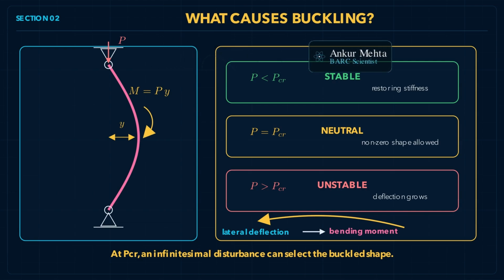But at the critical load, a threshold is crossed. Both the straight shape and a slightly bent shape can satisfy equilibrium. Push it any further, and the straight shape becomes mathematically unstable. In reality, tiny imperfections, vibrations, or micro defects ensure that the column will immediately choose the buckled shape.